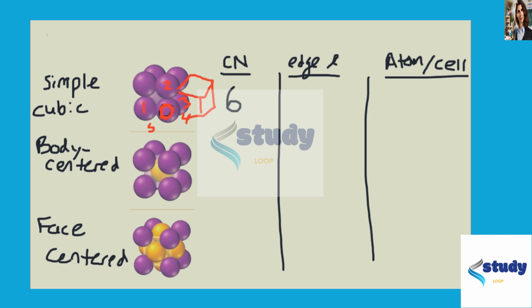Next, for the body-centered cell, if we consider just this yellow atom in the center, it's a little bit easier to see that the coordination number around this is going to be 8, because the coordination number, or the number of atoms immediately touching the one in the center, are the ones that make up the corners of this cell.